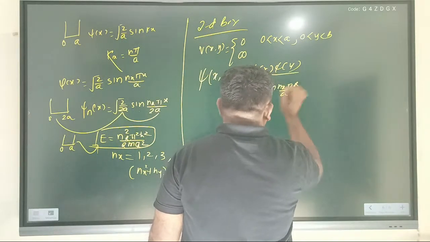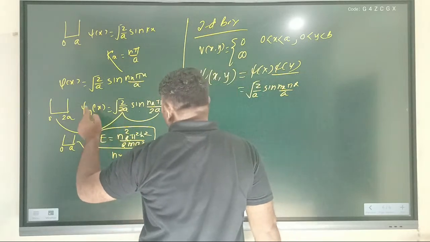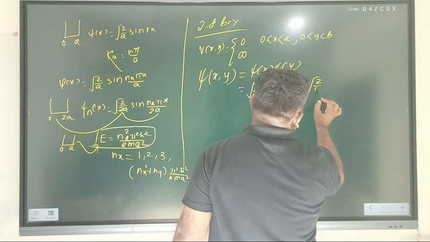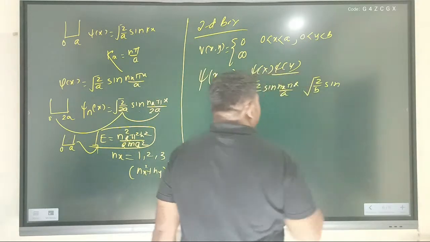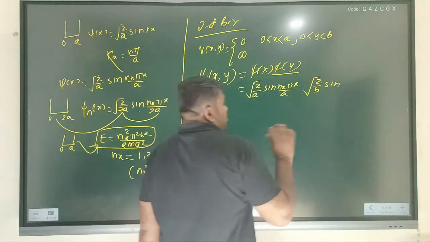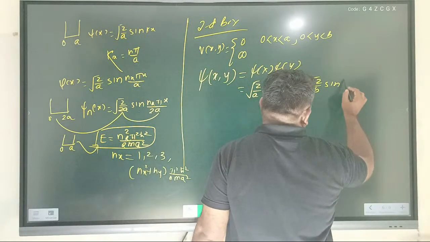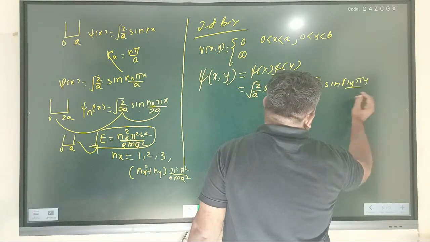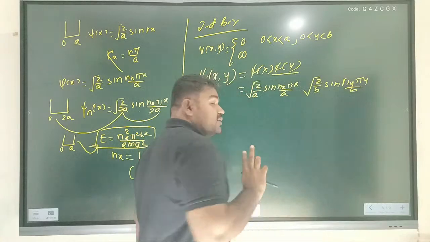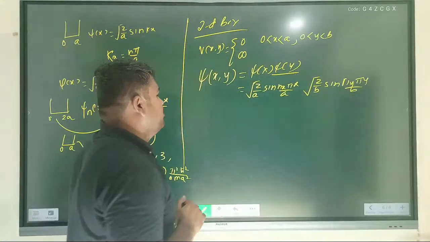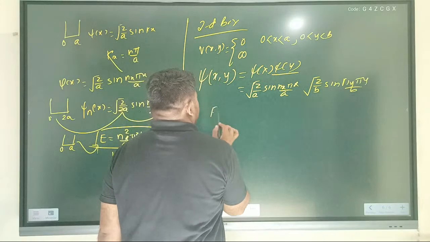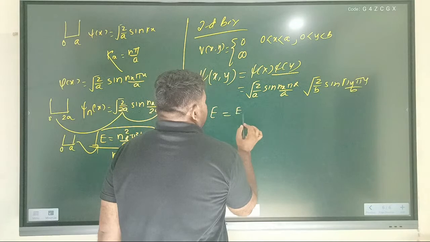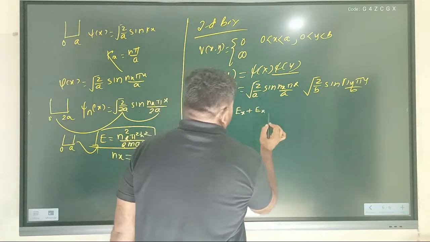And what is the wave function for y in the 2D case? Same as that of 1D: root 2 upon b, but here the width is different, into sine ny pi y upon b. Write the suffix here only for calculation and understanding, no need to write this one. Because the wave function is multiplicative and the energy is additive, the total energy of both will simply be Ex plus Ey.